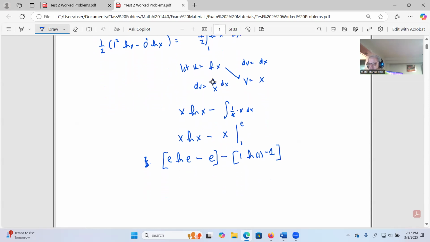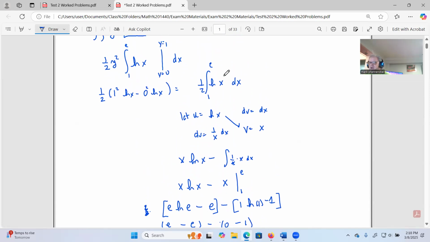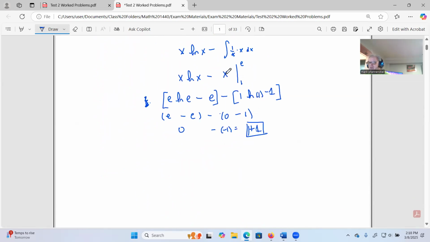The hardest part now is the arithmetic. So the natural log of e, of course, is 1. So this is e minus e. Okay, that'll be easy enough to sort out. The natural log of 1, and you guys will have a calculator, but the natural log of 1 is 0. So we have 1 times 0, which is 0, minus 1. So when we're all said and done, we have e minus e, which is 0, minus 0 minus 1. So we end up with a negative 1, which will give me a positive 1 at the end. And that will be our answer for the first problem that we have in this little practice test here.